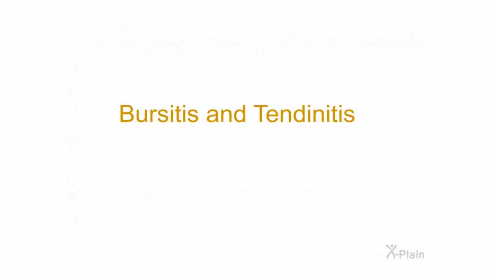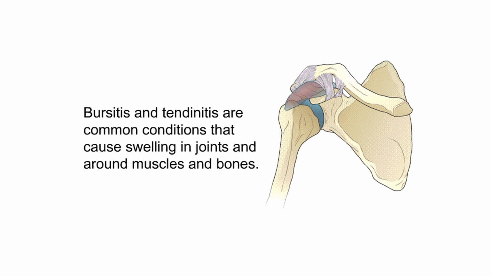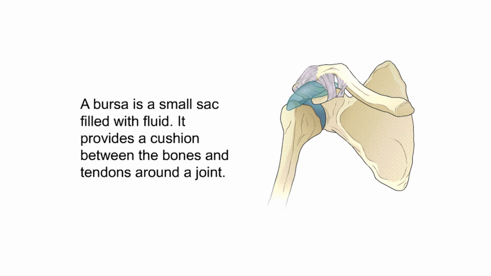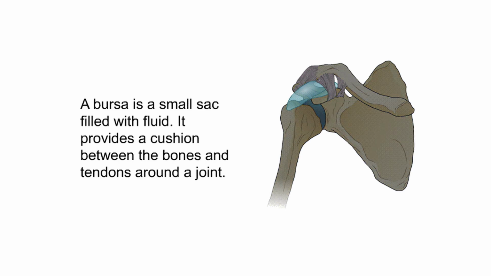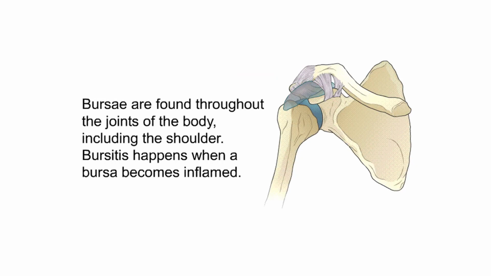Bursitis and tendinitis. Bursitis and tendinitis are common conditions that cause swelling in joints and around muscles and bones. A bursa is a small sac filled with fluid. It provides a cushion between the bones and tendons around a joint. Bursae are found throughout the joints of the body, including the shoulder. Bursitis happens when a bursa becomes inflamed.